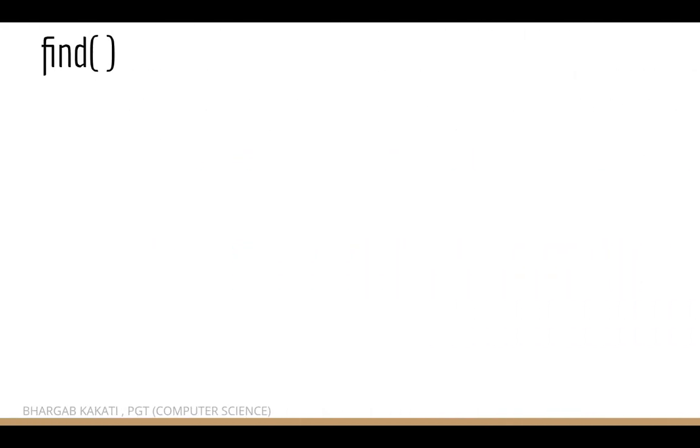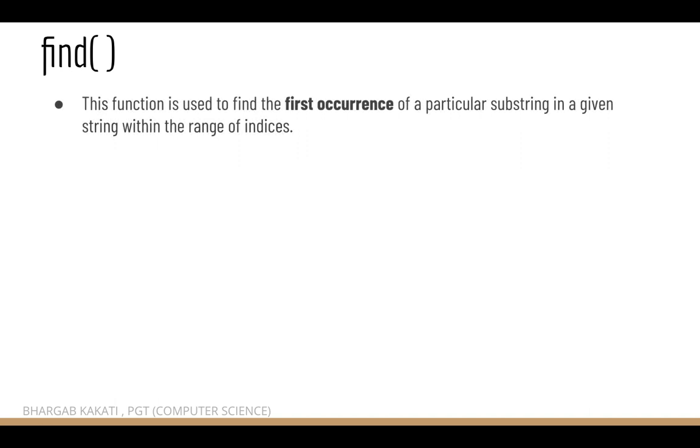Let's go to the next function, that is the find function. What it does, this function is used to find the first occurrence of a particular substring in a given string within a range of indices. This is a little similar to the count function, but it will check whether a particular substring is contained within a given string within a particular range. It will be clear as we go to further examples.